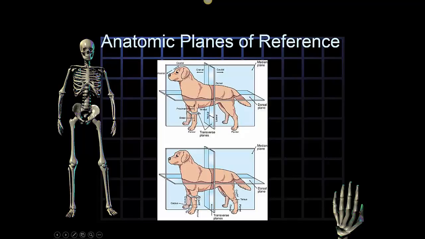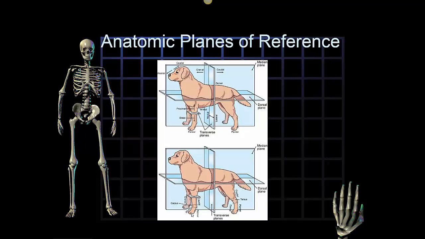If it's above the tarsus and the carpus, and it's on the front of the leg, then we call it cranial. If it's on the back of the leg, we call it caudal. Below the carpus and the tarsus, if it's on the front of the leg, it ends up being dorsal. Whether it's front or back leg, both of them are going to be dorsal. If it's on the bottom of the paw, it's going to be called palmar. And think of the palm of your hand.